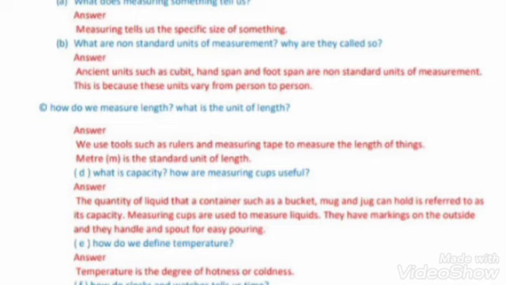Question 5. How do we define temperature? Temperature is the degree of hotness or coldness. How do clocks and watches tell us time? Clocks and watches measure time in hours, minutes, and seconds.